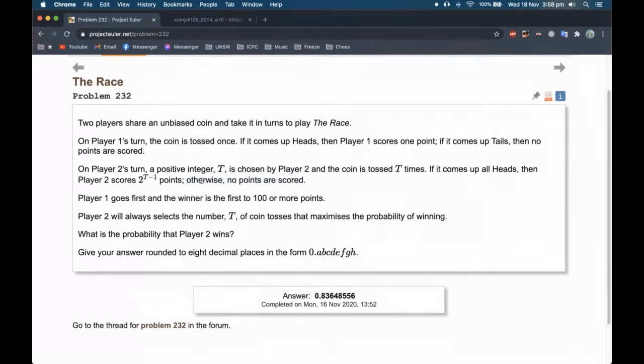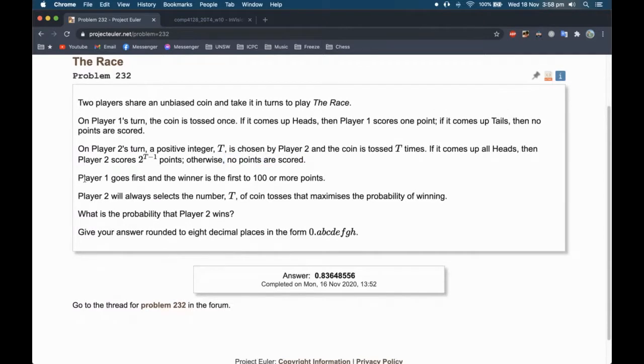So if he gets a single tails within these t coin flips, then he's going to get no points for that turn. Player 1 goes first, and the winner is the first to 100 or more points. Player 2 will always select the number t of coin tosses that maximizes the probability of winning. And so t can actually change every single turn, just to clarify. So for every single turn, player 2 can choose a different t, flip that many times, and try to win like that. And the question is, what is the probability that player 2 wins?